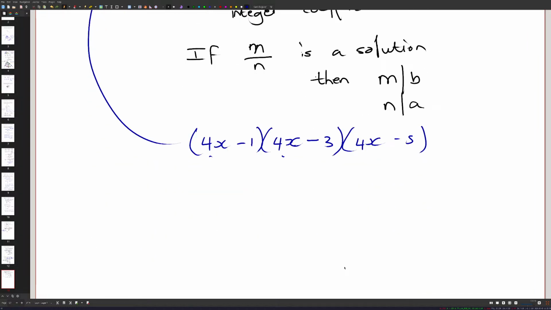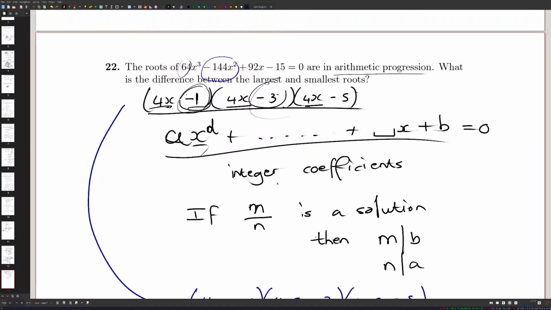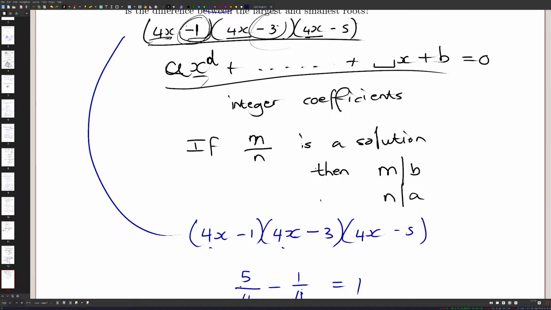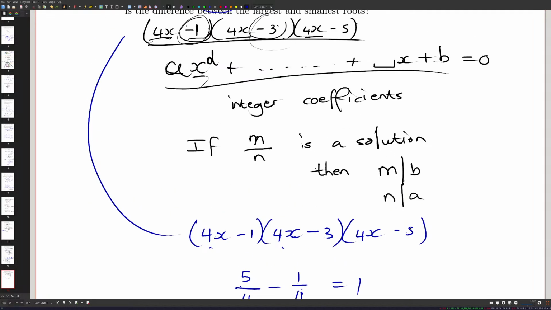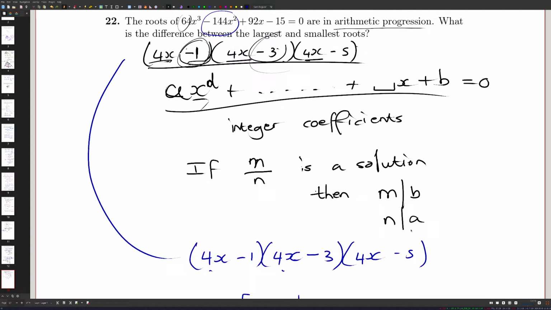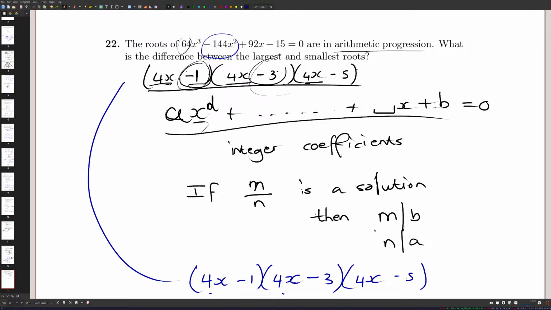Difference between the largest and smallest roots is then 5 over 4 minus 1 over 4, which is just 1. I wonder if there's a way to do this without doing this. Hmm.